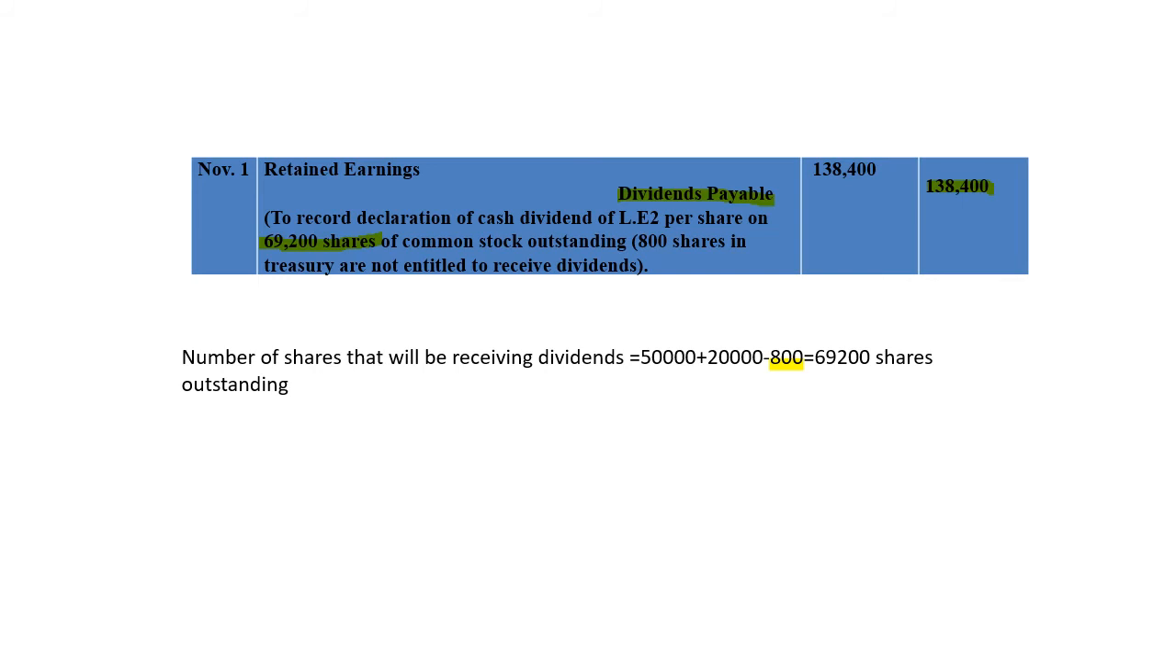So when I say the number of shares that will be receiving the dividends, which is 2 LE per share, you say it's 69,200 shares. You multiply 69,200 shares by 2 LE per share, and you get 138,400. Just debit retained earnings and credit dividends payable by this amount.